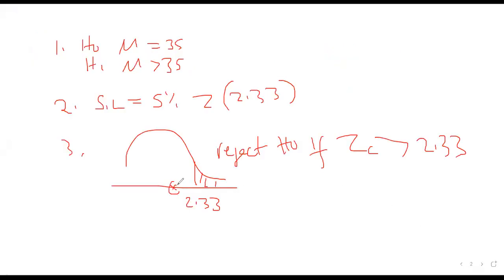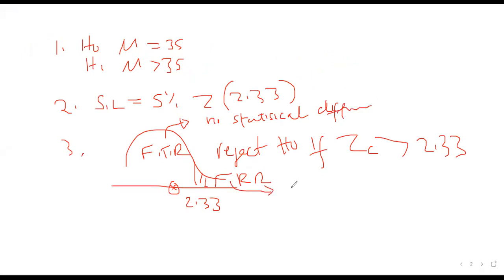It is in here. I need you to understand that this is a region in which we fail to reject, and this is a region in which we reject. This is called the rejection region. When our answer is in the fail to reject region, our conclusion will be no statistical difference. When our answer is in the rejection region, we say there's a statistical difference. Since our answer fell inside here, what is our conclusion? We fail to reject.